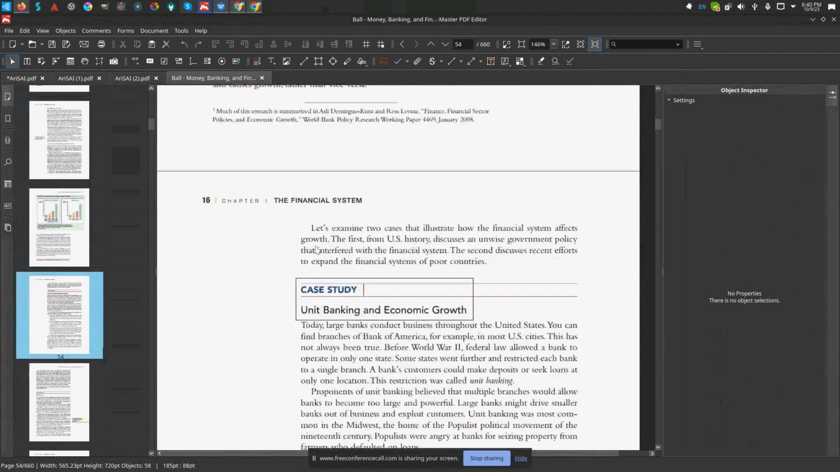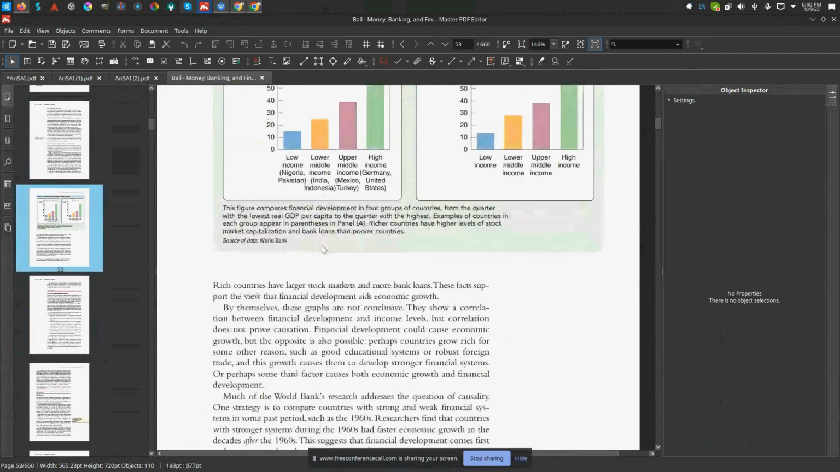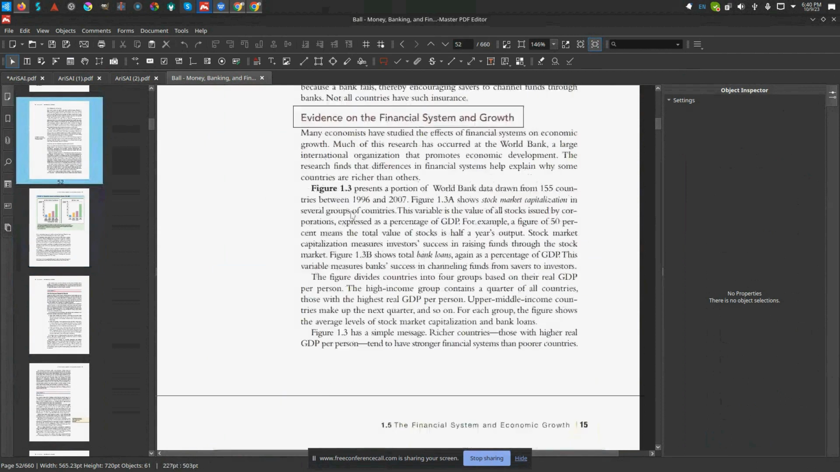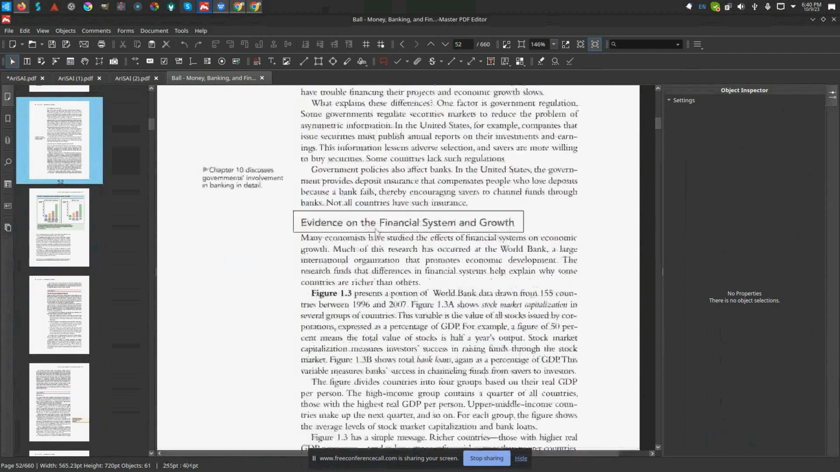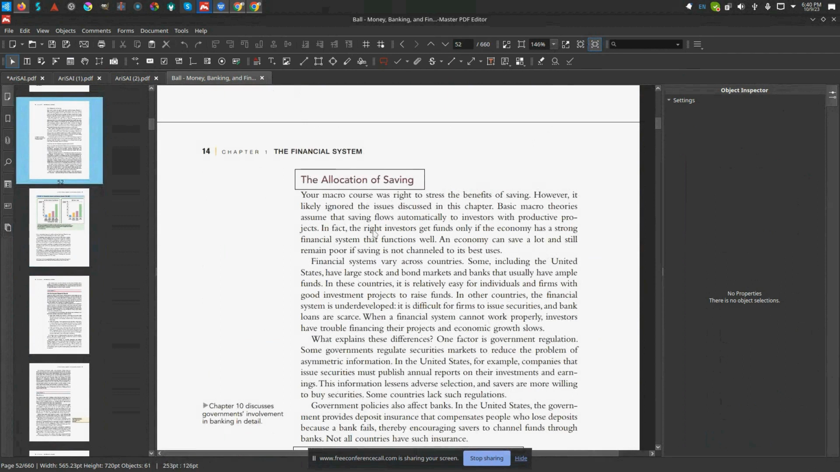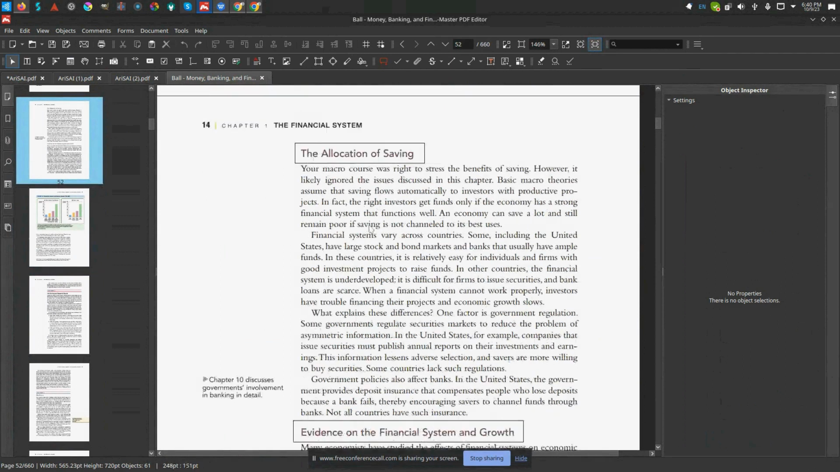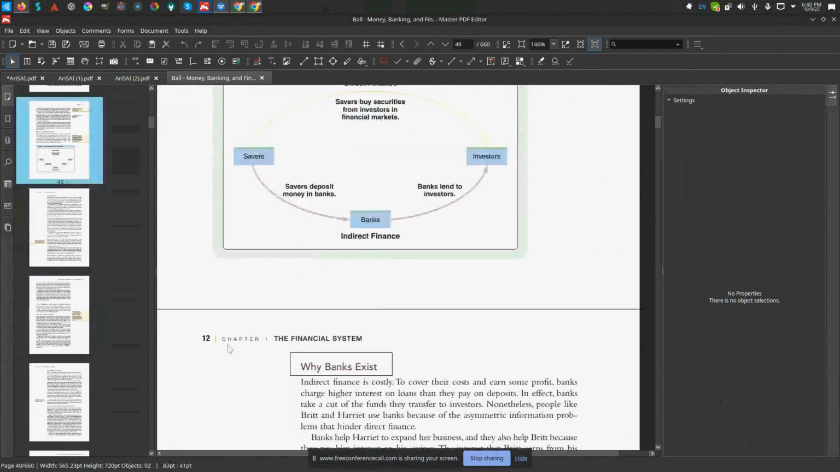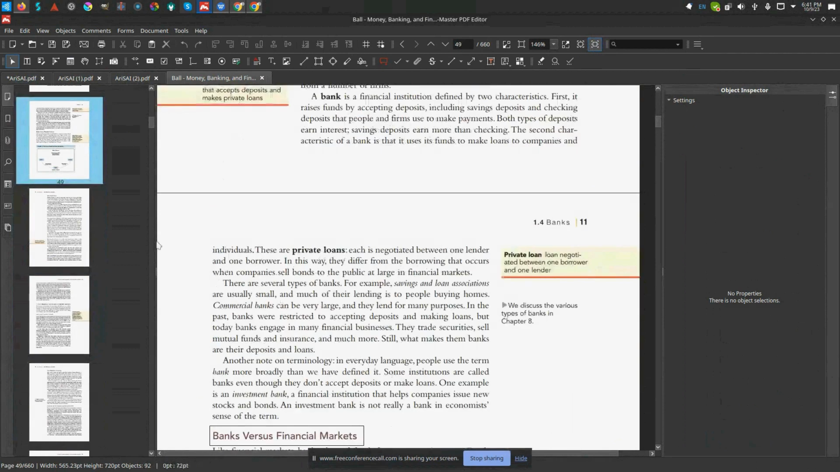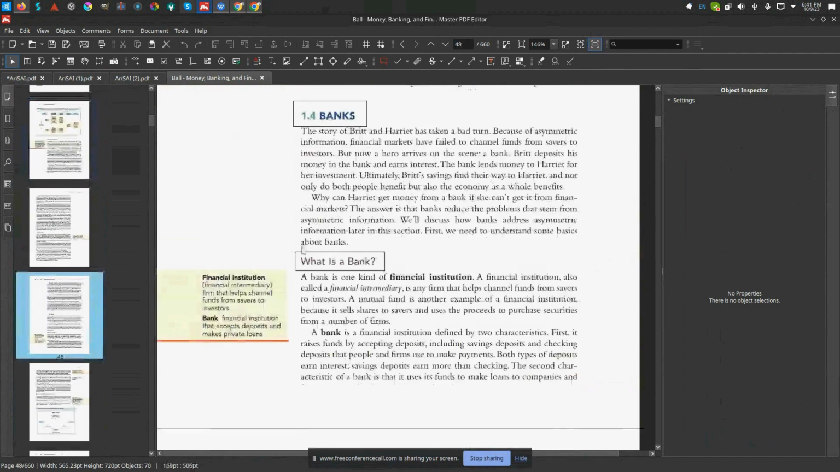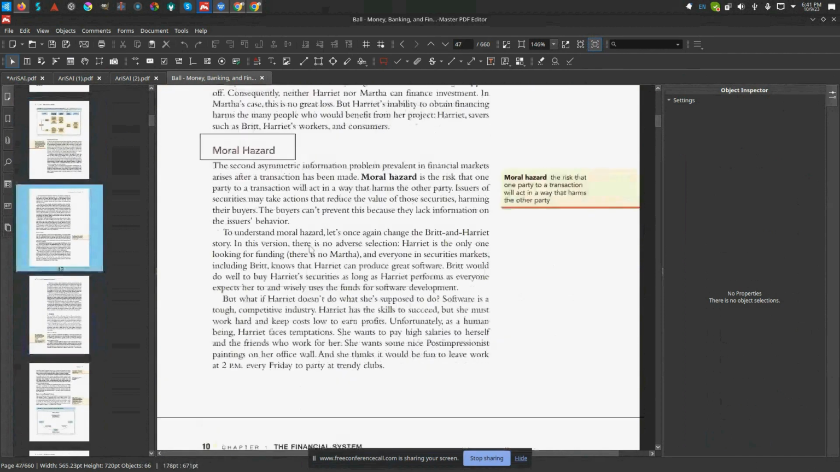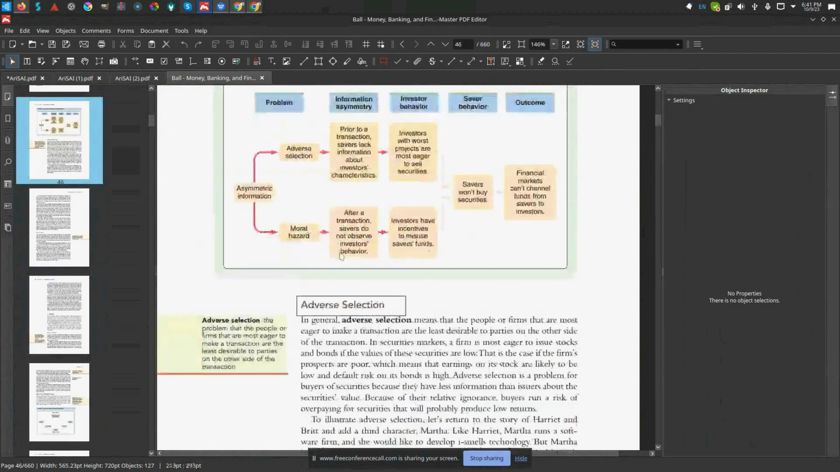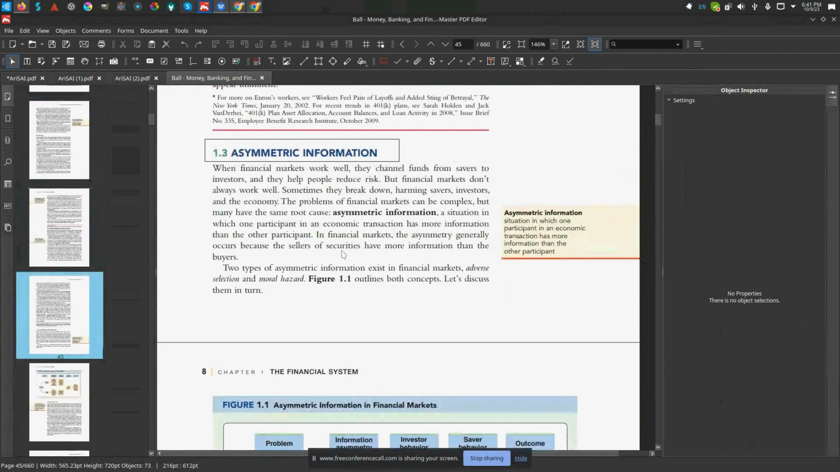I'm not just about you just reading a bunch of information and then saying, oh, I read it, now what? No, you're going to use it. Okay. 1-3. Here we go. That's figure 1-3. Allocation of savings 1-5. I'm looking for 1-3. Private loans. Oh yeah, they're going to go into it. It's something I want you to see because you can't unsee it once you see it. 1-3 should be right here.